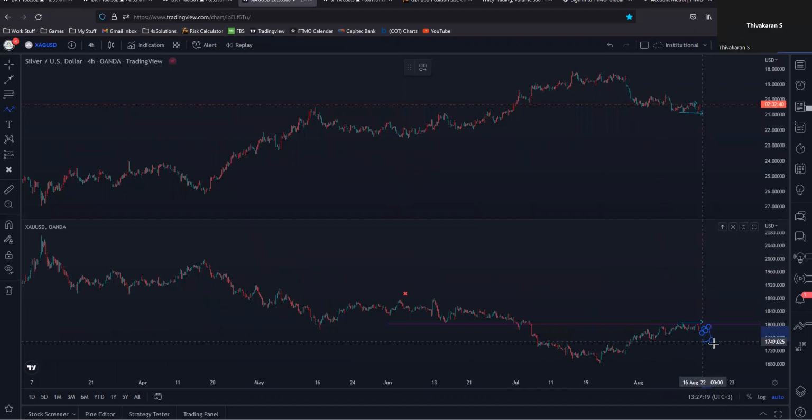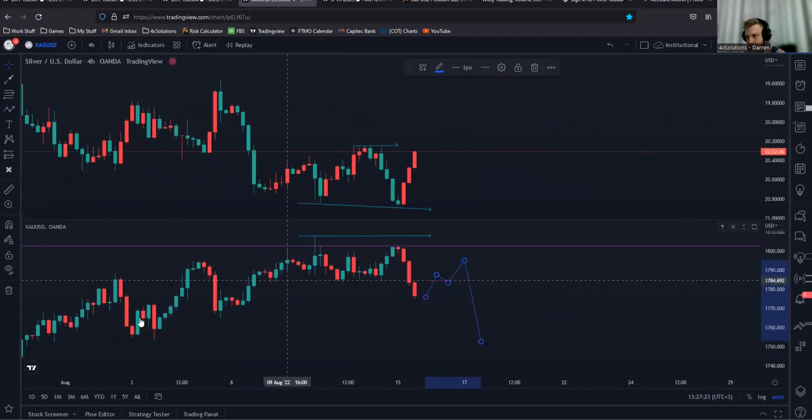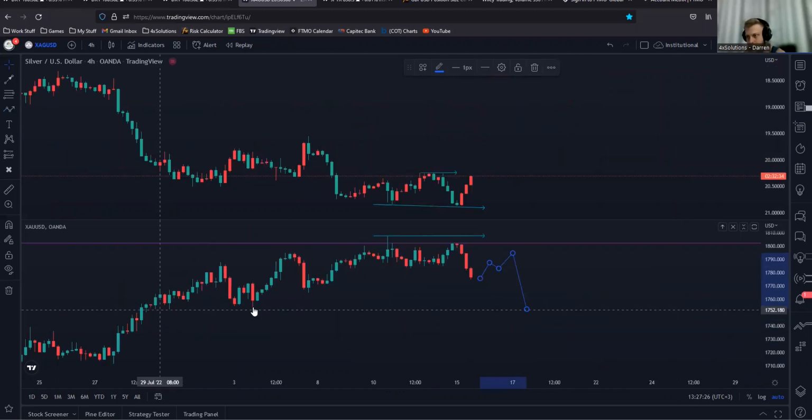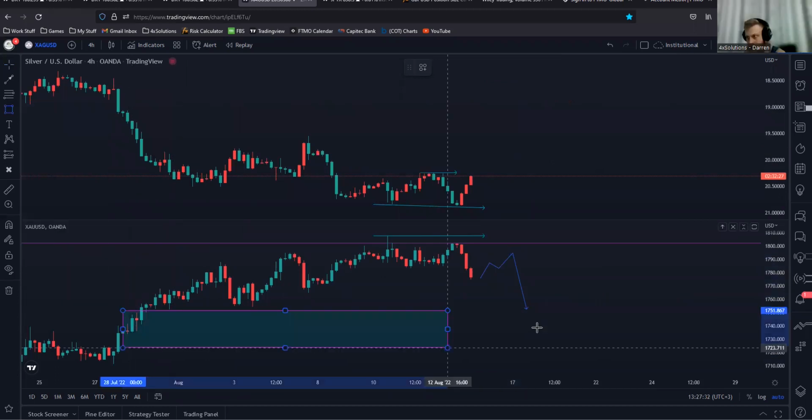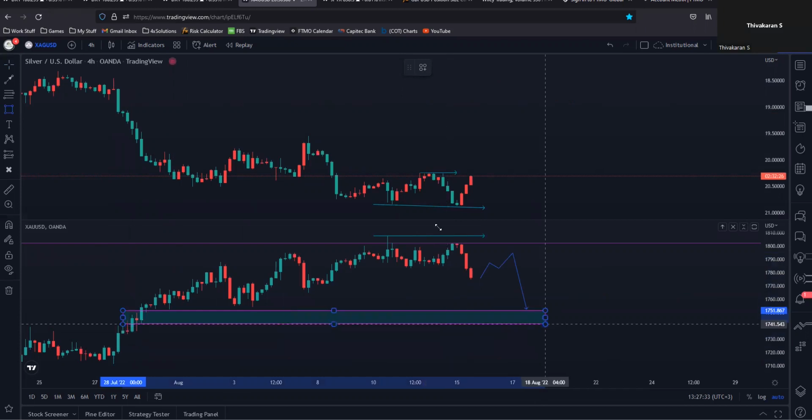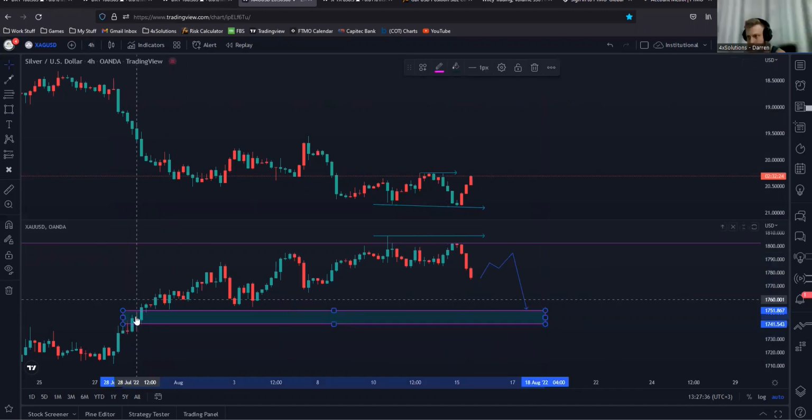eventually I still believe that price is heading much lower, sort of to that area over, I think it's here, that one there. Because over here is equal lows, plus over here is some kind of inefficiency over there. Just based on what this looks like here.